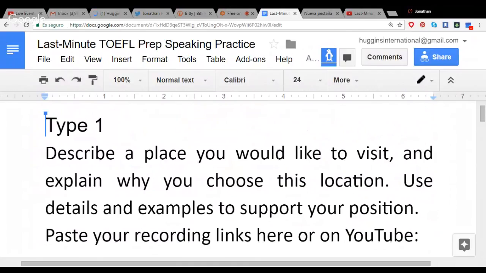Okay, so the first question that we have here is: describe a place you would like to visit and explain why you choose this location. So use details and examples to support your position. So that's the question there. Describe a place you would like to visit and explain why you choose this location. Use details and examples to support your position.